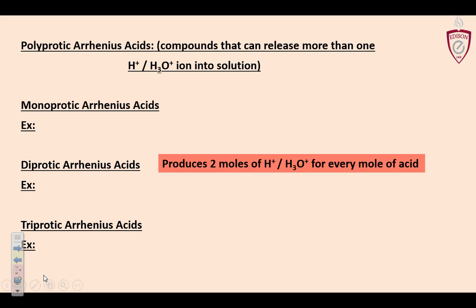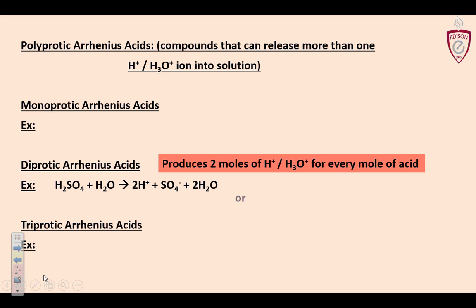So now diprotic. Di means two, protic means proton, so two-proton Arrhenius acids. It produces two H pluses for every mole of acid. So sulfuric acid, H2SO4, combines with water. It releases two H pluses and an SO4 sulfate and two waters.